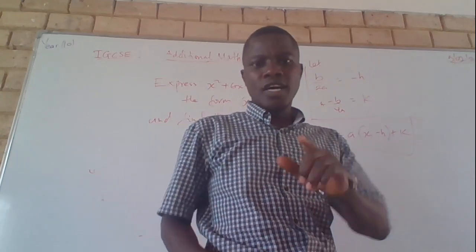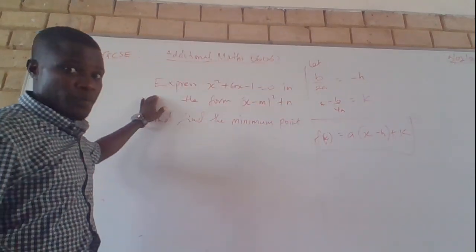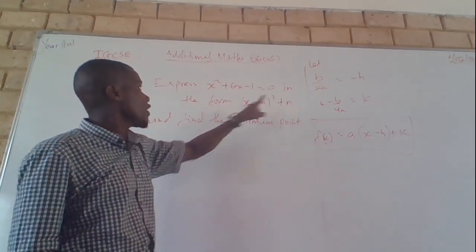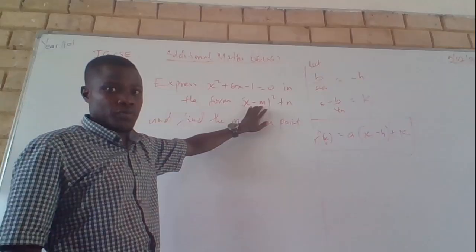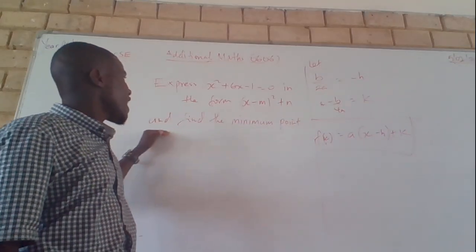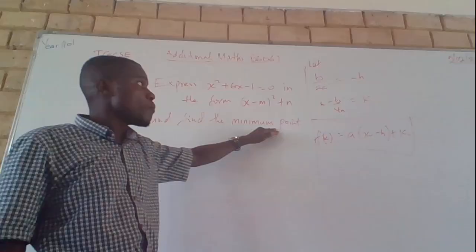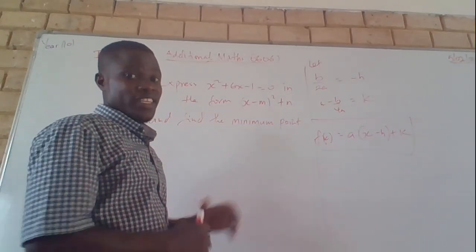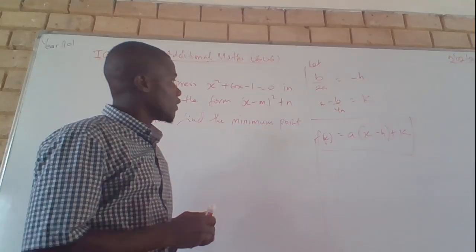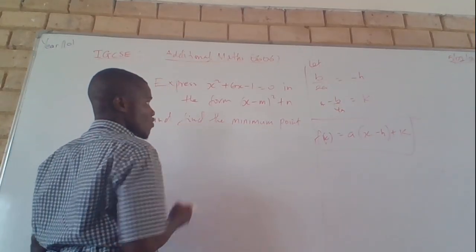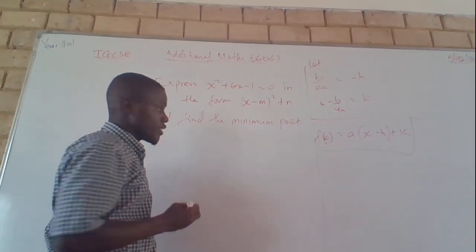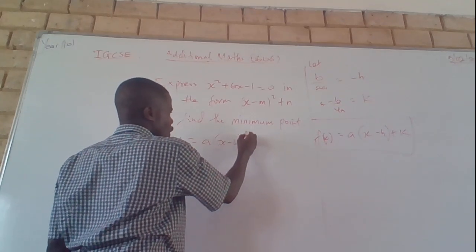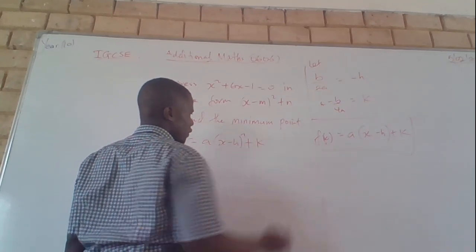All right, now there's a question here. It says express x squared plus 6x minus 1 in the form x minus m all squared plus n, and find the minimum point. We're going to use this as an example of what we have already done. We know that a standard quadratic can be written in the form f of x equals a bracket x minus h all squared plus k, right?